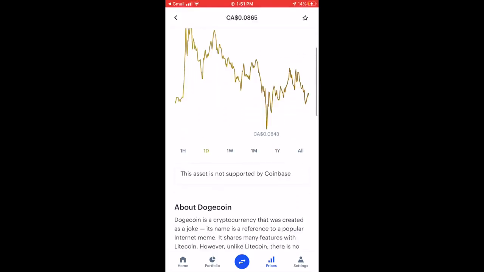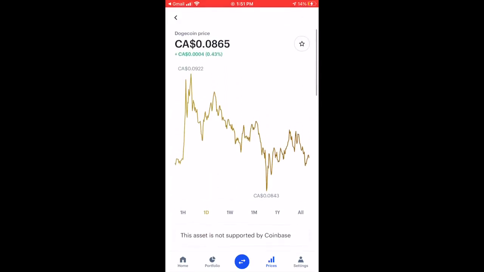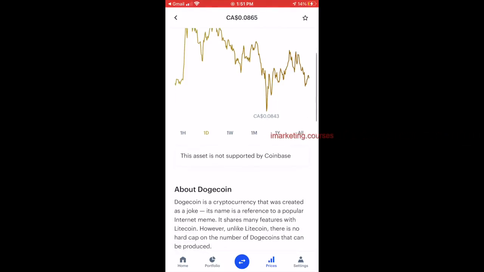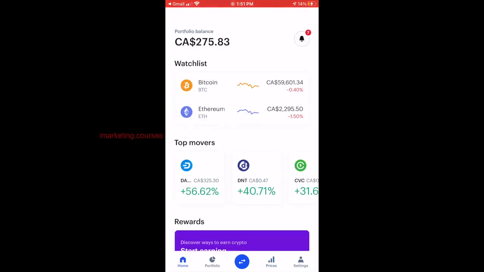And actually, one more thing I want to mention here. If you can see, it says this asset is not supported by Coinbase. So you actually can't buy this in Coinbase. Not all coins are in Coinbase, only a few are. And so if it says this asset is not supported by Coinbase, that means you're not going to be able to buy it anyways. But yeah, that's exactly how you use Coinbase to buy Bitcoin or any type of crypto that you want.